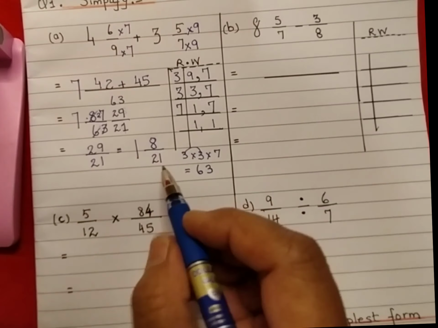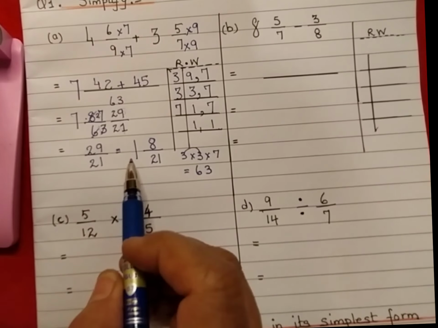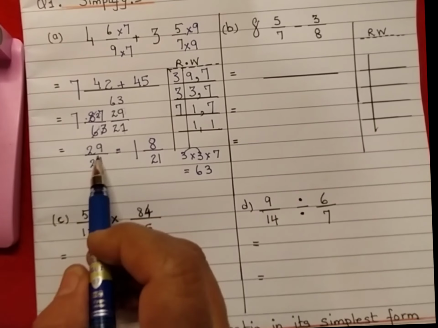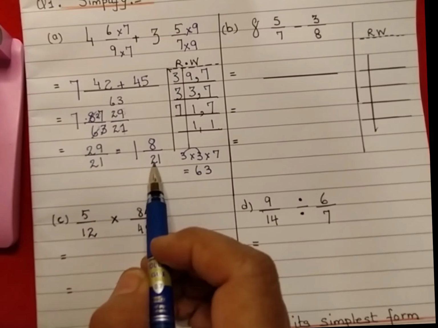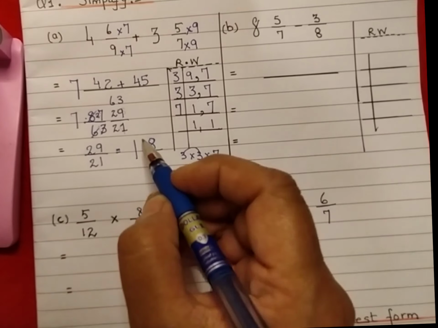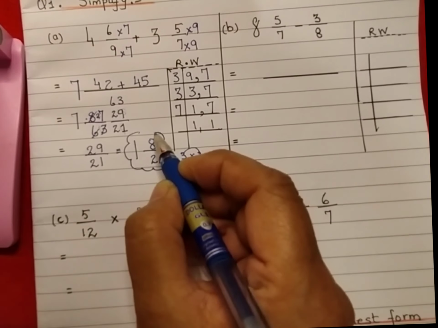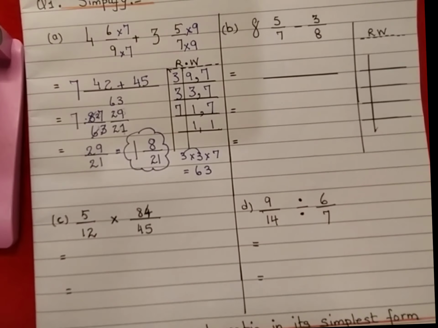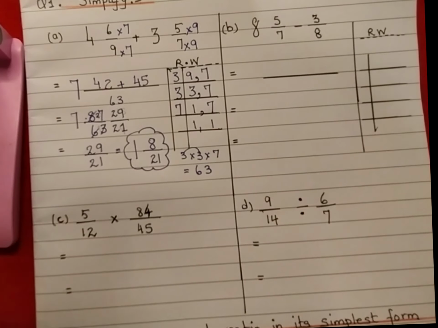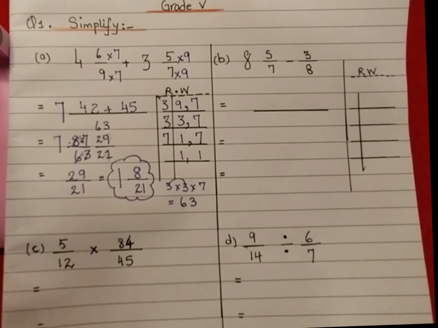Okay. Now just again try 21. 1s are 21 plus 8 gives us the same figure. So this is going to be our final answer. Okay, I'll just put this in the bubble here so that it is visible. Okay, this is our answer. Moving on to the second question.